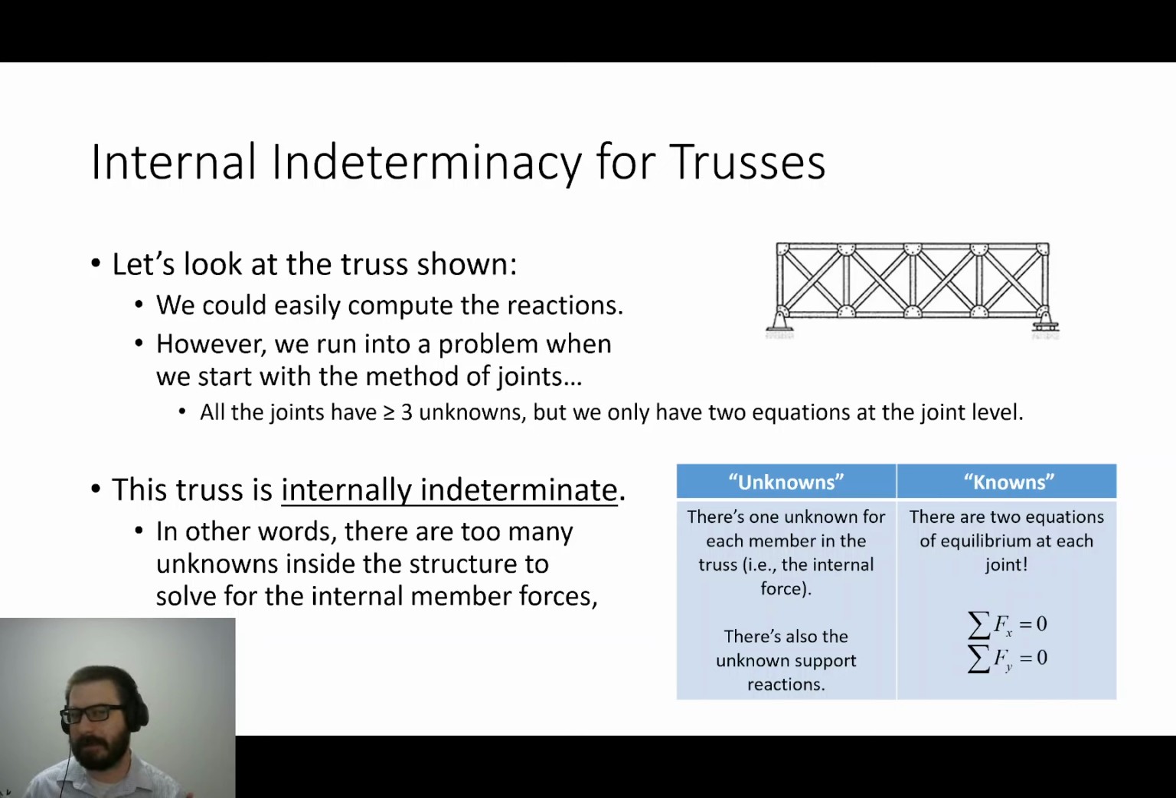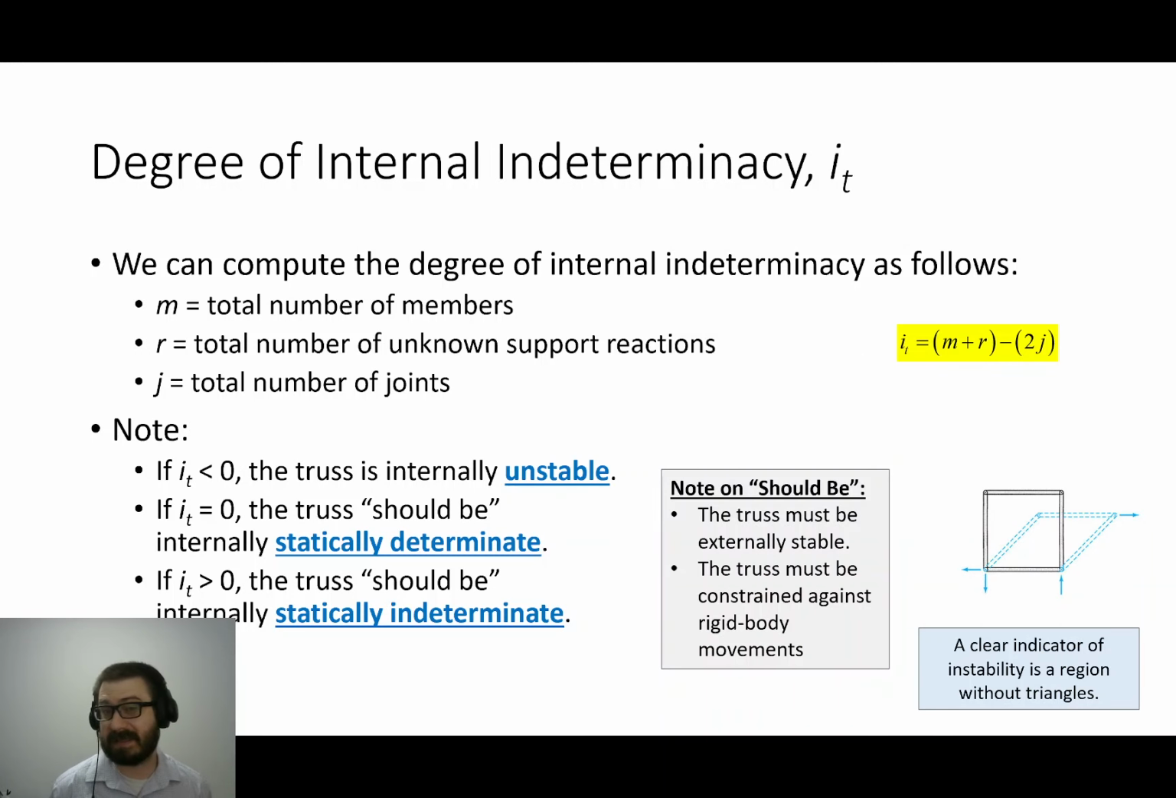So if I sub E is the external indeterminacy expression, I sub T is the internal indeterminacy of a truss. We can compute that as M plus R minus 2J. M being the total number of members in the system, R being the total number of unknown support reactions, and J being the total number of joints.